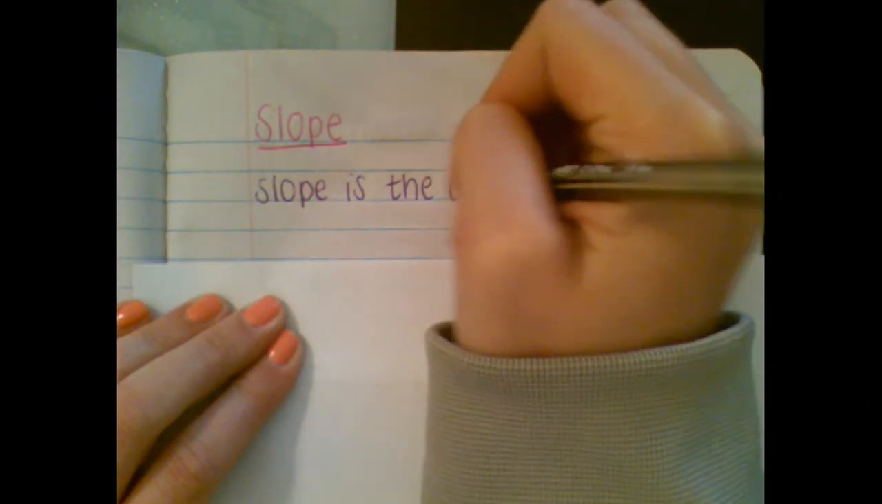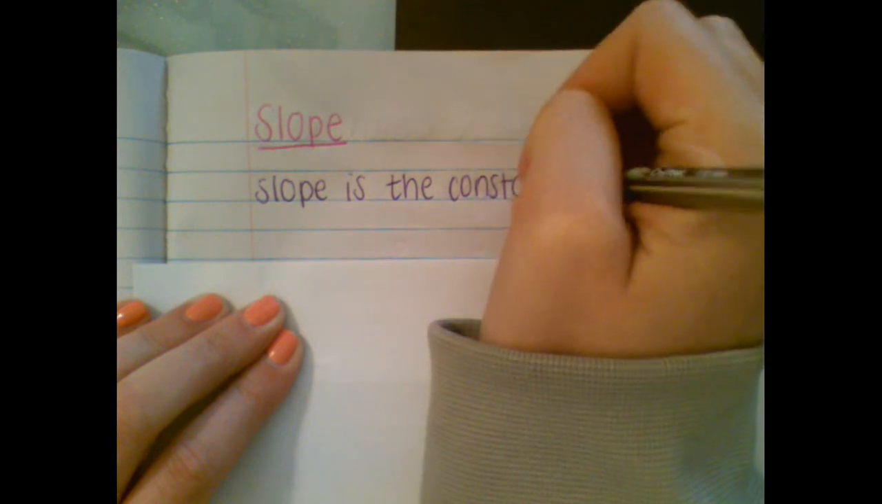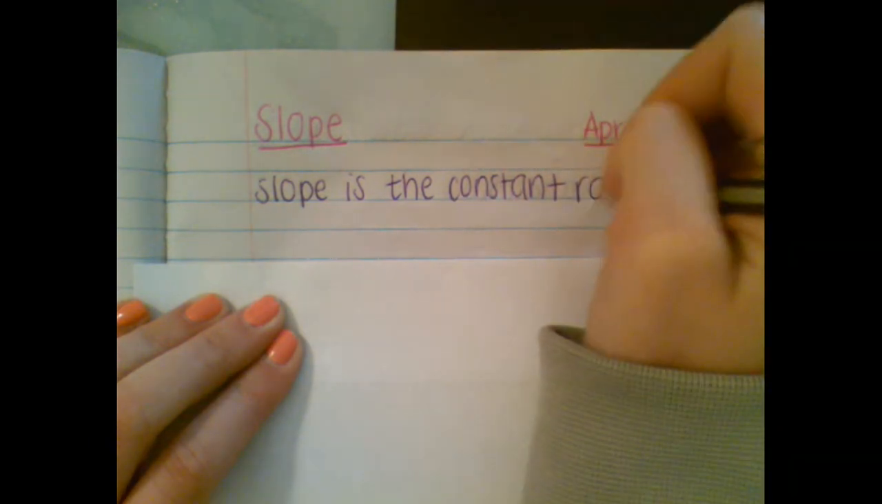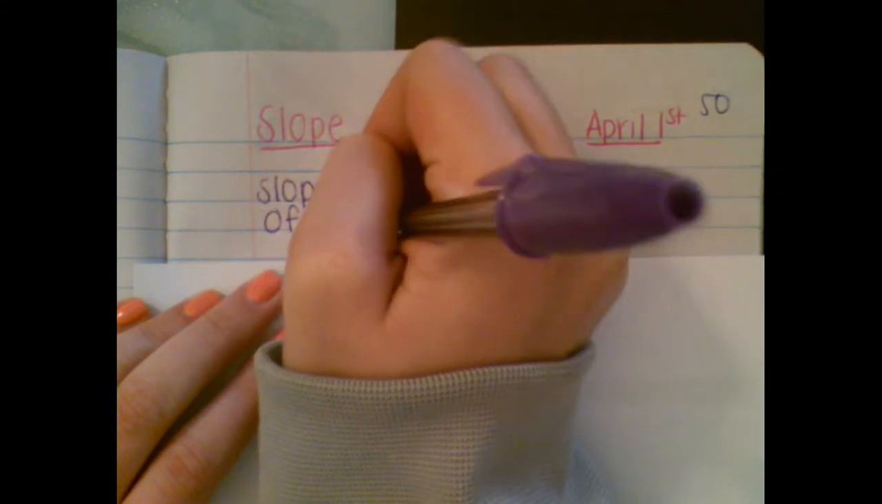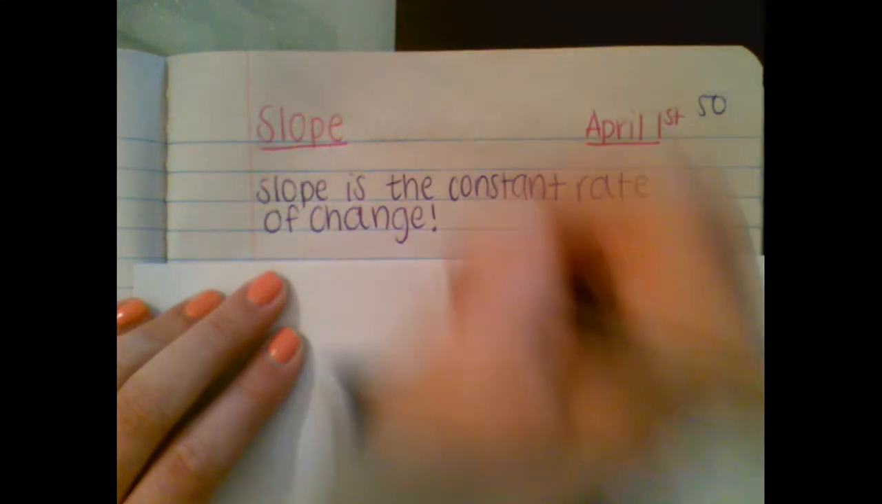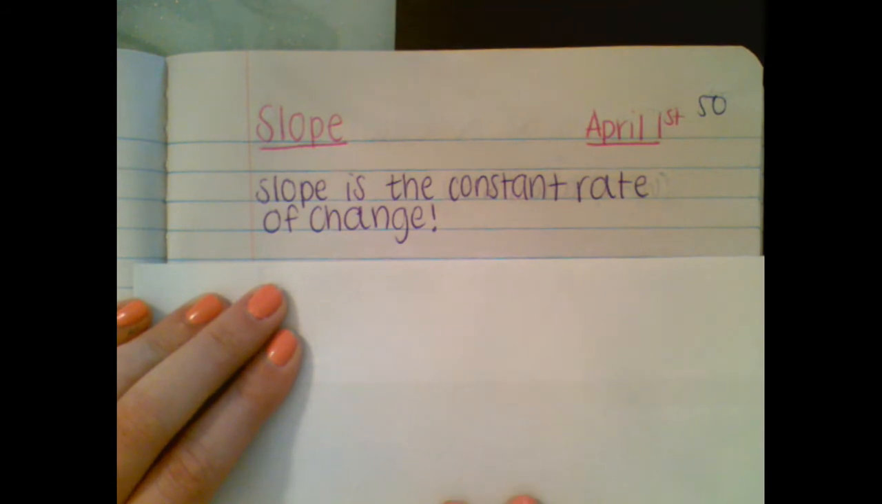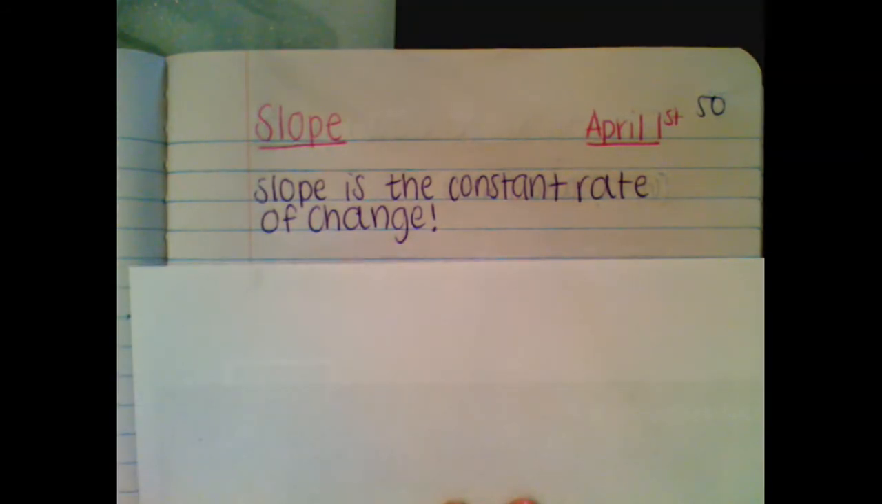So what you should remember from slope is a couple things. Slope is the constant rate of change. Now, there's a couple ways that we can represent slope, and I'm going to break it down for you so that way we do one thing at a time. Okay, but slope is the constant rate of change.